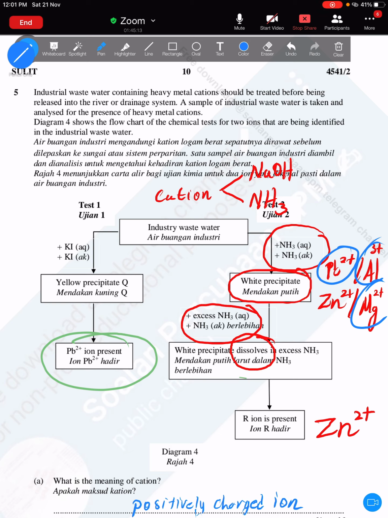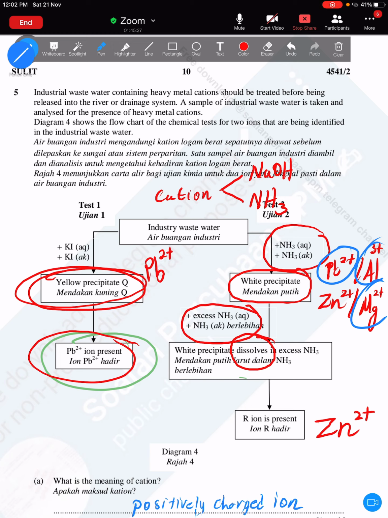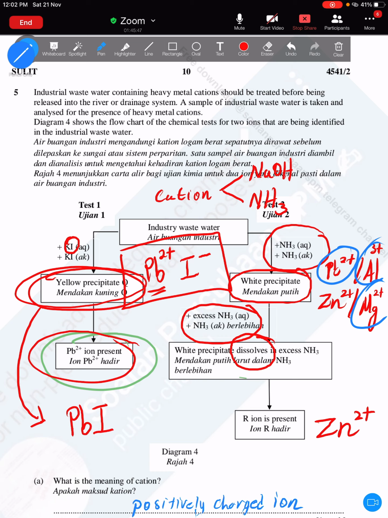Oh, before that, look at here, about the plumbum side. You have this thing, the yellow precipitate is formed. Actually, what is the yellow precipitate? The yellow precipitate, of course, you know, Pb2+. And this Pb2+ will combine with what? The iodide ion, I minus. Therefore, the yellow precipitate actually, my dear students, is PbI2.